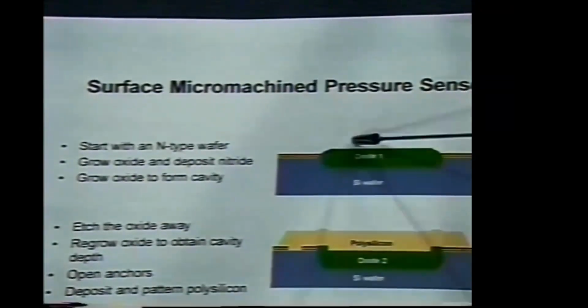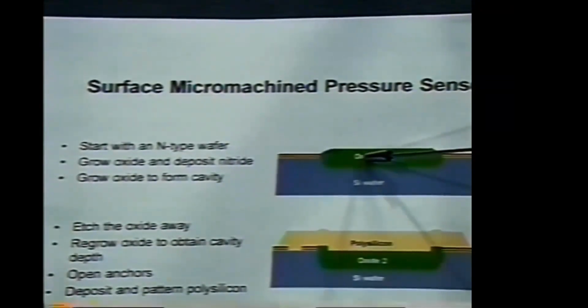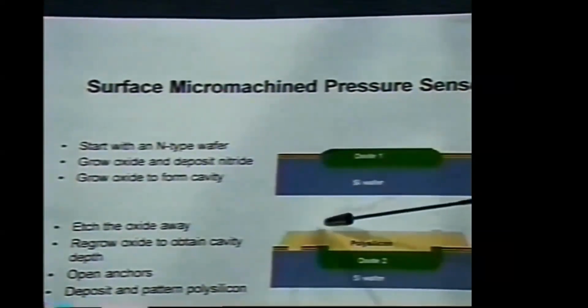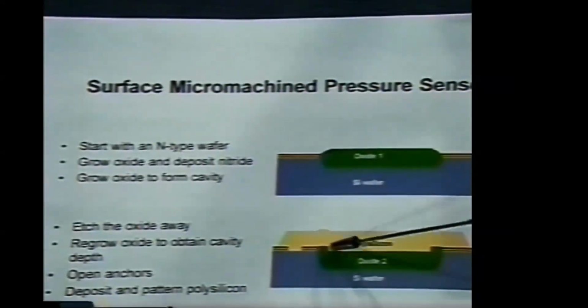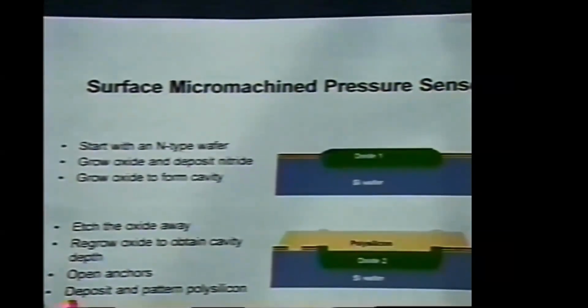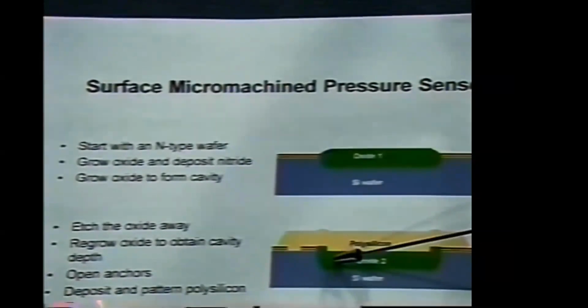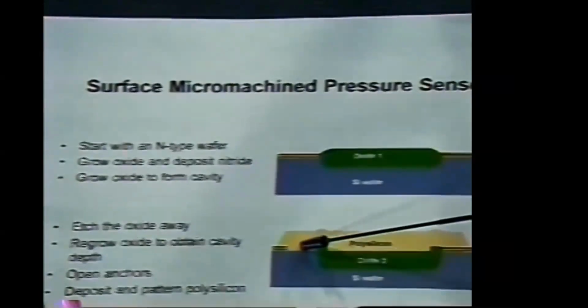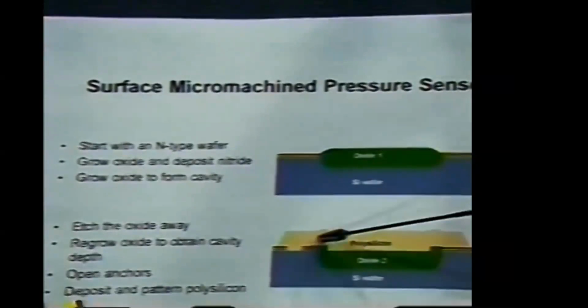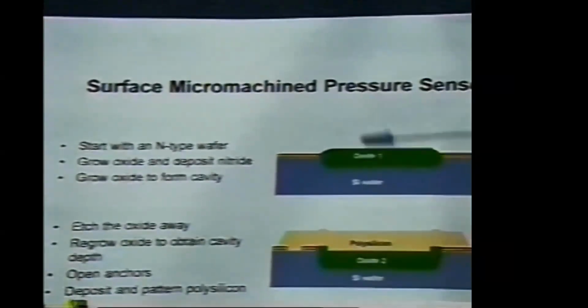Then we remove this oxide by etching, and usually this is some sort of wet chemical etch with HF, and we regrow oxide. For those of you who are not familiar with oxide, when oxide grows on silicon, it usually swells and expands. So as the oxide is regrown in this cavity that has been opened up, it will form this sort of geometry on the surface of the wafer. Following the regrowth of the oxide, we open anchors from the nitride and the oxide down to the substrate so that the polysilicon plate that we're going to deposit on top of that can have direct contact with the substrate.